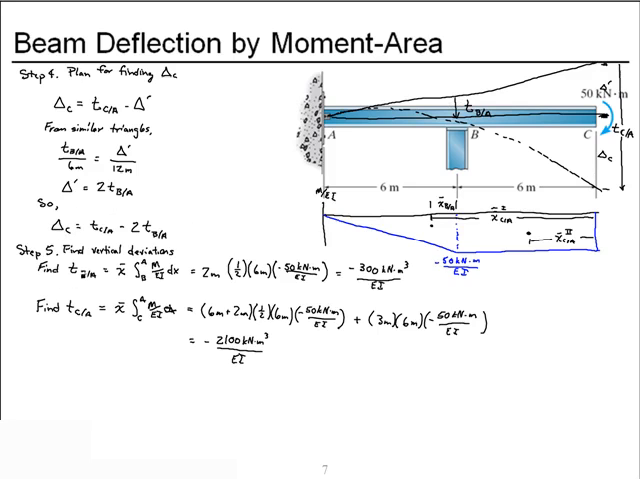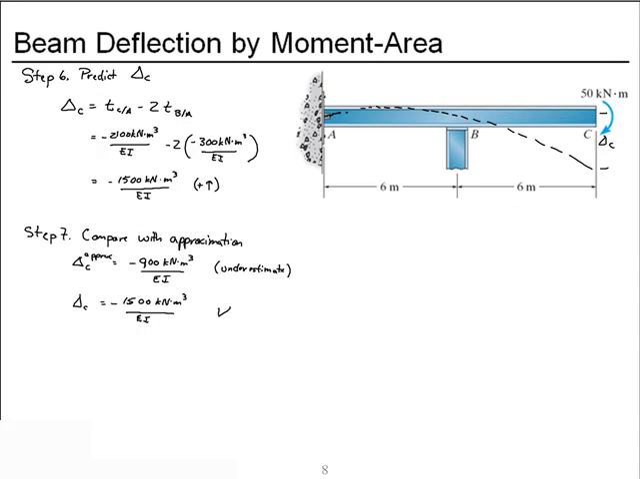We then found the two vertical deviations we needed using moment area, solved for delta C, and compared with our approximation. The quantity we calculated was bigger than our underestimate, but only by about 50%, and so that's a reasonable markup considering the simplifying assumption we made. So we have reason to believe that our prediction of negative 1500 kilonewton meters cubed over EI is a reasonable prediction for the vertical deflection at C. Well done.